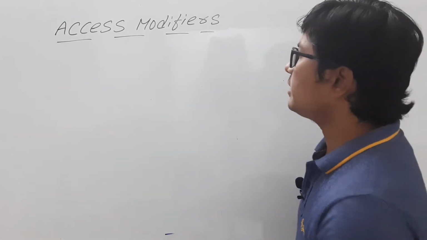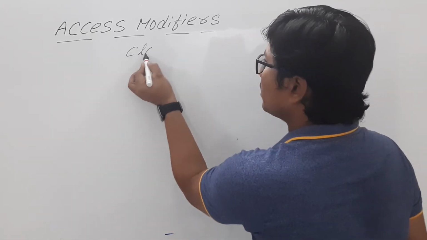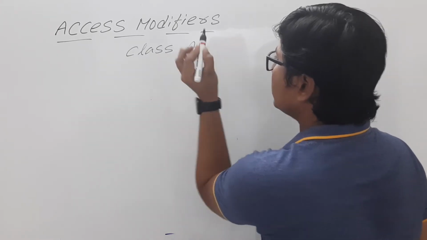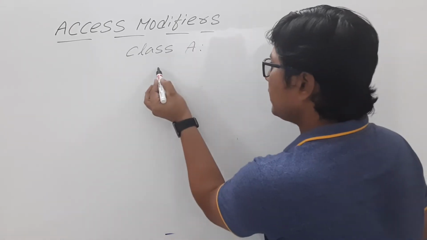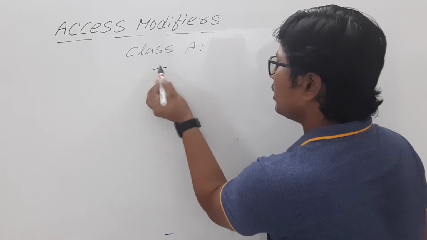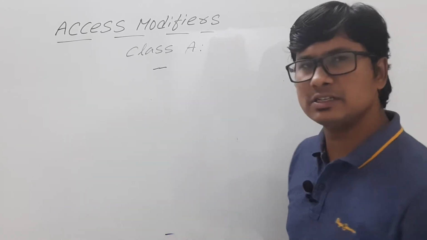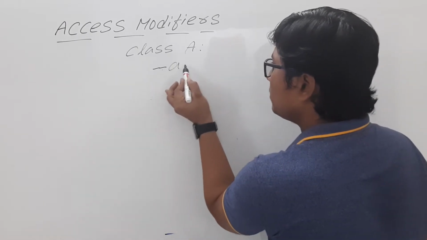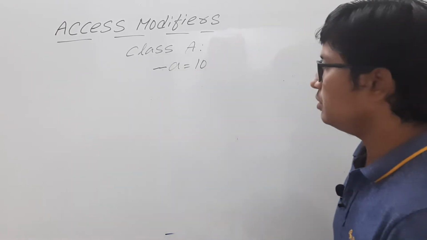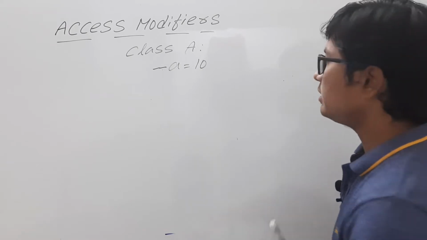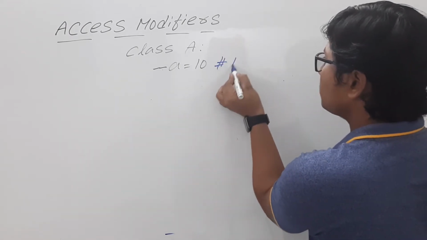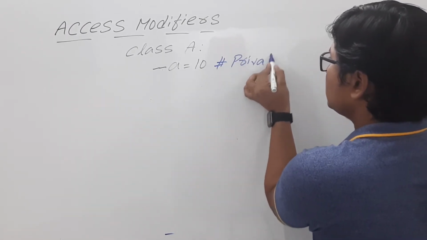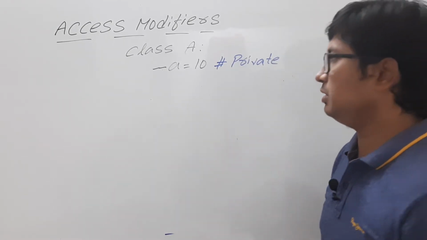Suppose I am creating a class called class A. I am making a protected variable, not, instead of protected variable, first let me discuss the private. So I am writing double underscore a and assigning some value. You know that this is a class variable and it is private. So I can say that it is a private class variable.